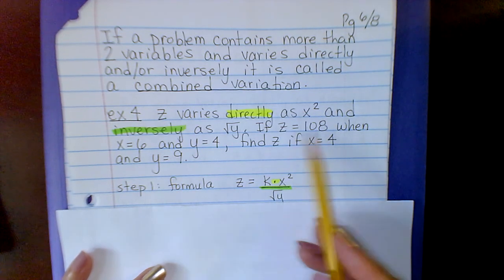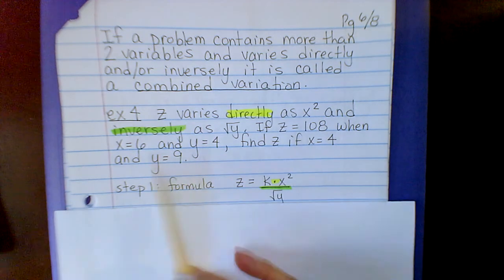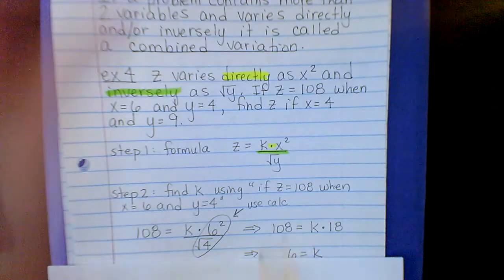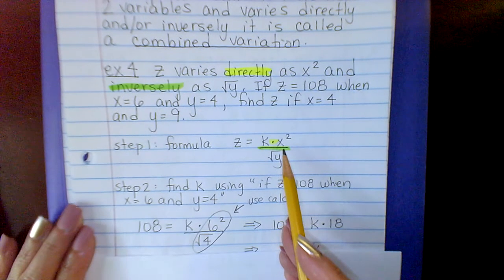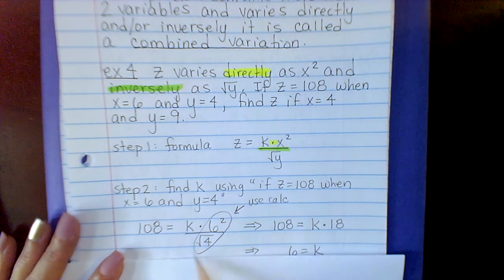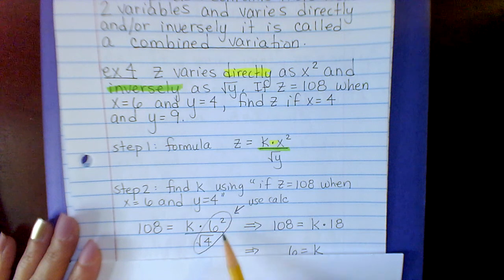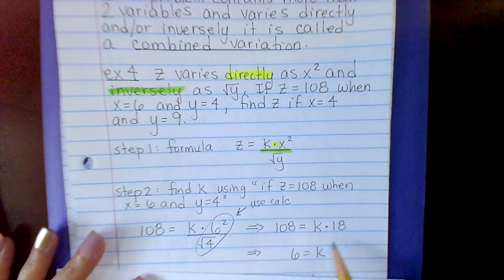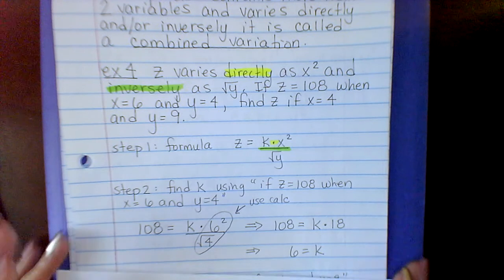Second step, we're going to use this z equals 108 when x equals 6, y equals 4. So plugging all of that stuff into our step 1 formula. Now this you can use the calculator for if you need. This 6 squared over the square root of 4, that's 36 divided by 2, which is 18. And then you can divide both sides by 18 and you get 6 for k. Remember, you're not done. You got one more step to go.